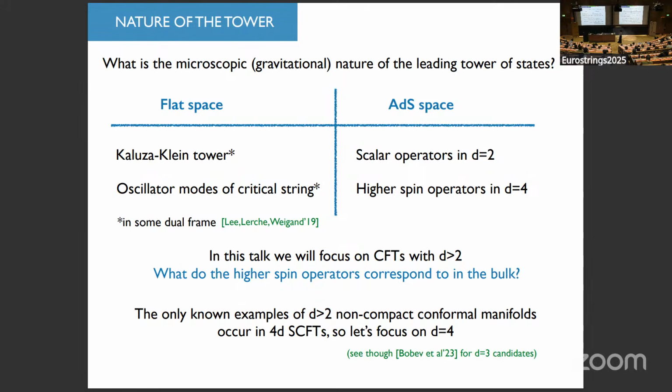Okay, so in this talk, I'm going to focus on D equals 4. I'm going to show how these higher spin operators appear, and we are going to try to understand what they correspond to in the bulk. Is it always the critical string, as happens in flat space, or can we get more exotic things?